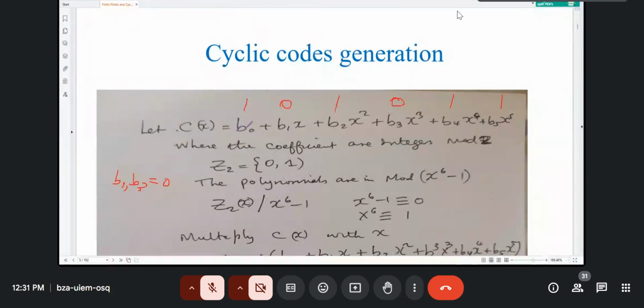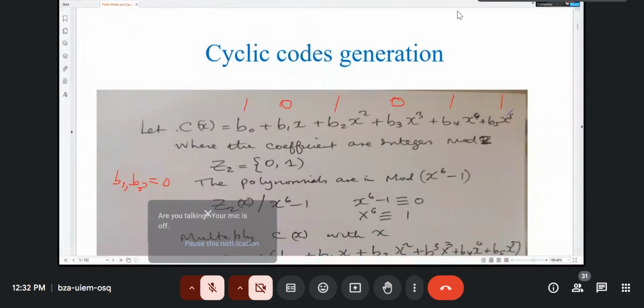Sometimes we use a convention where we start with x to the 5, x to the n minus 1. But you can also start with x to the 0 going to x to the n minus 1. If you use one convention, you stick with it. For this case, we are starting with x to the power of 0 and going to x to the power of n minus 1.